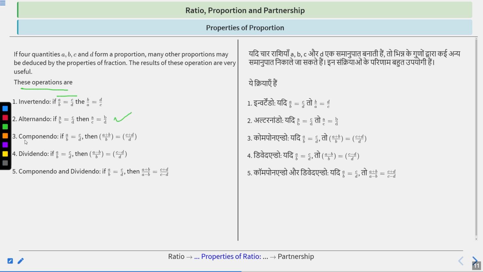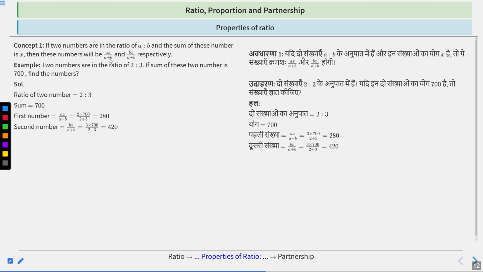Alternando. Clear? In componendo form, if A by B equals C by D, then we can say that A plus B upon B is equal to C plus D by D. In the same way, in dividendo form, if A by B equals C by D, then we can say that A minus B upon B is equal to C minus D by D. Again, componendo and dividendo both can be performed on a ratio. If A upon B equals C upon D, then A plus B upon A minus B is always equal to C plus D upon C minus D. Clear? Next one.